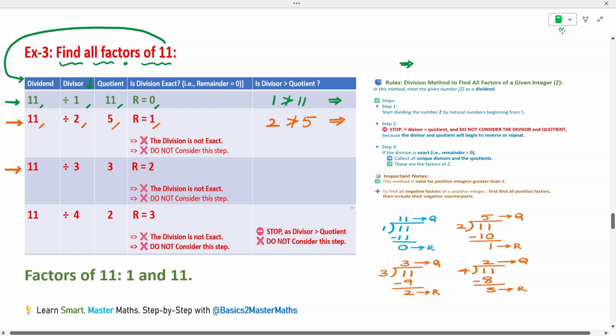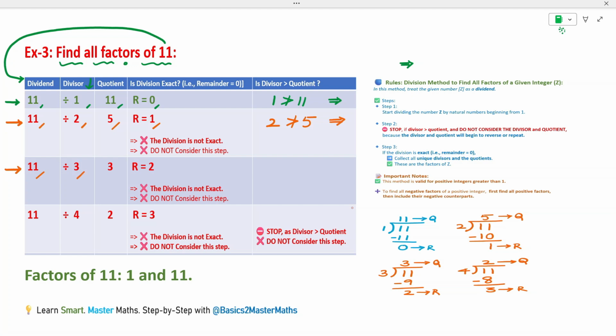Here, when we divide 11 by 3, we get 3 as the quotient and 2 as the remainder. In this case, the divisor is 3, which is not greater than the quotient 3. So, move on to the next step.